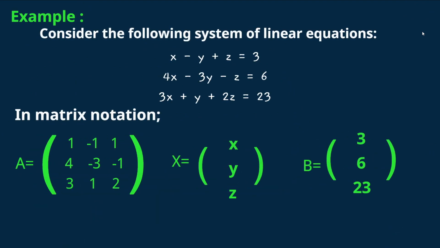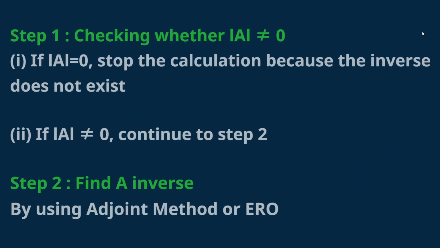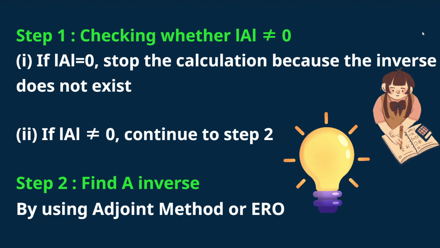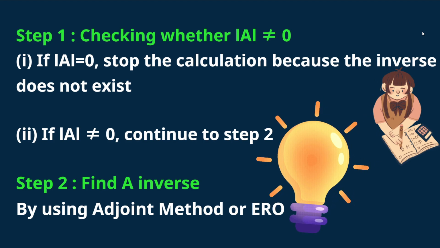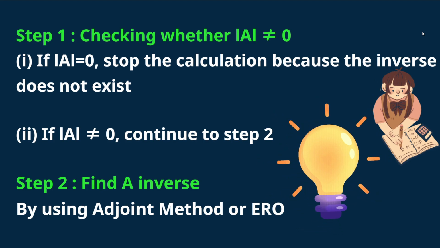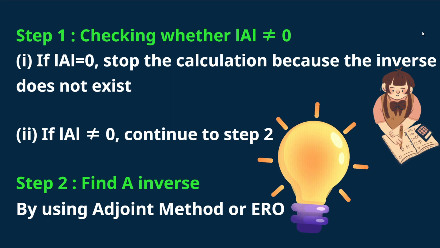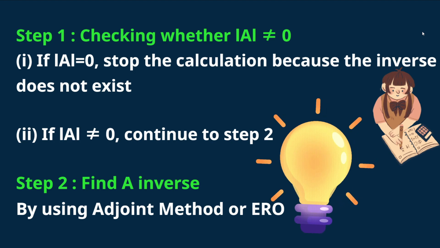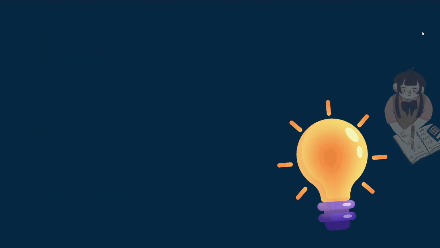Based on the situation before, the matrix notation is shown as below. For the first step, you should check the determinant of A whether it's 0 or not. When the determinant is equal to 0, stop the calculation because the inverse does not exist, and vice versa. When the determinant is not equal to 0, continue to step 2 by using the adjoint method or ERO method.